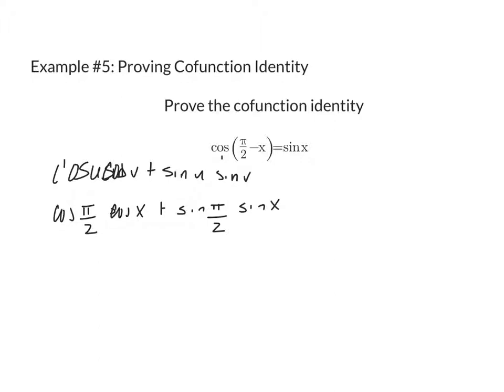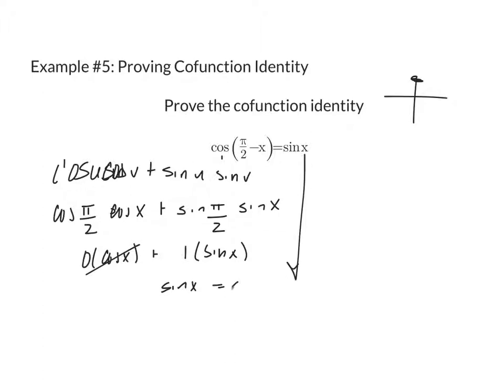What that will leave us is cosine of pi over 2. As a reminder, pi over 2 is up here. Cosine is the x value, so the x value there is 0. So 0 times cosine x plus sine at that same angle is 1, so this would be 1 times sine x. Those cancel, so you're left with sine x, finally equal to what we wanted, which is sine x.